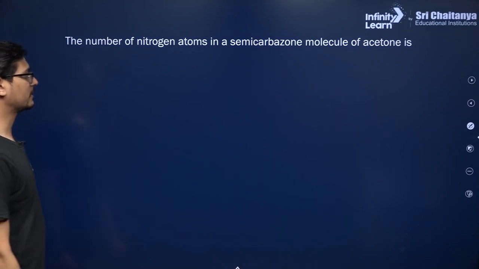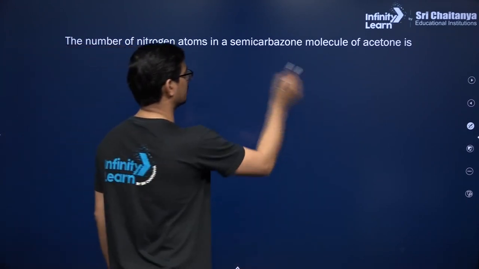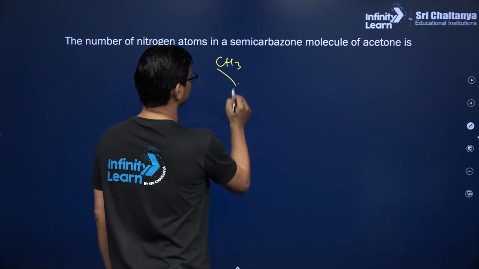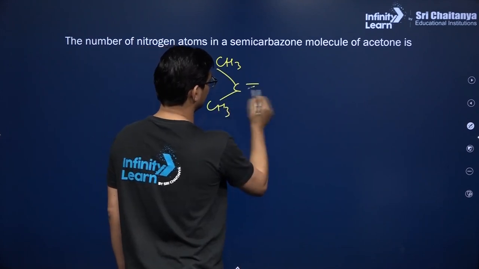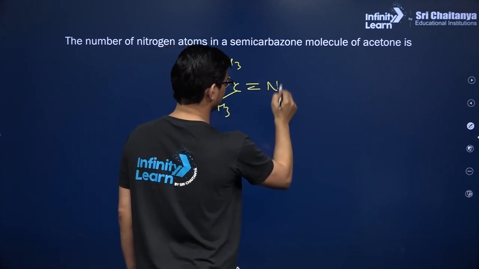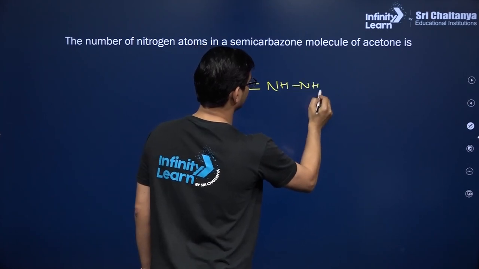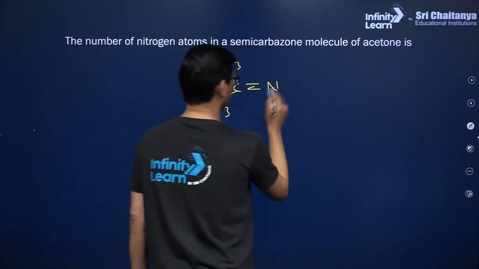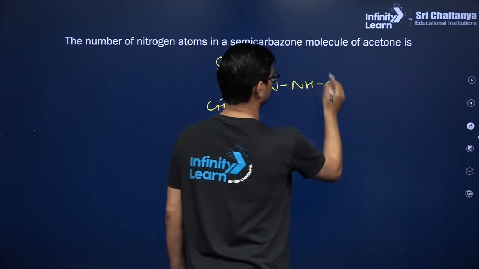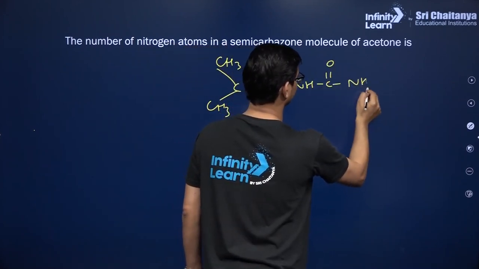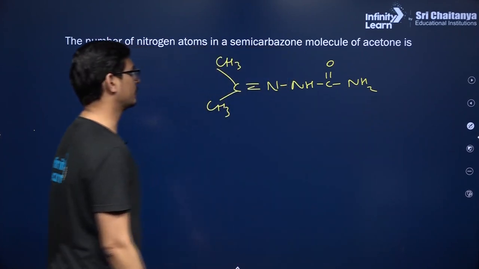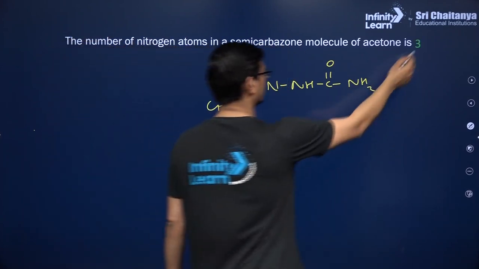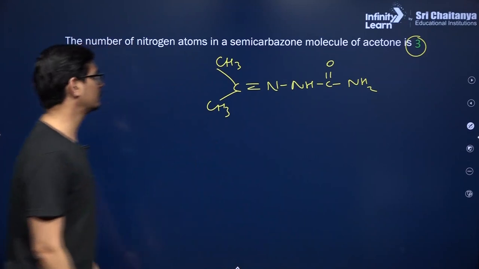The number of nitrogen atoms in a semicarbazone molecule of acetone is, so this is acetone, right, if I put oxygen, but then semicarbazone is NH, this will not be here, right? All right. So how many nitrogen atoms are there? 3. It's a simple reaction, nucleophilic addition elimination.